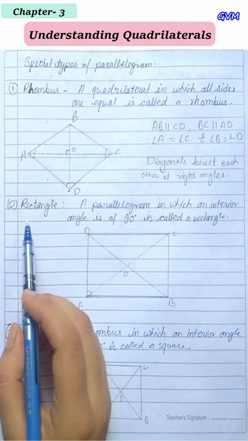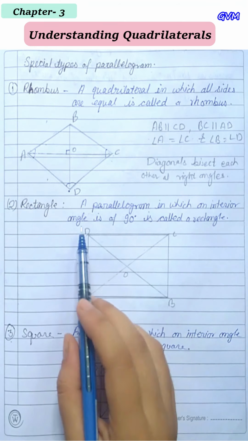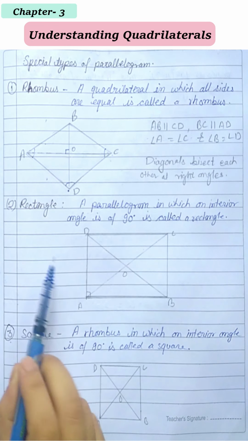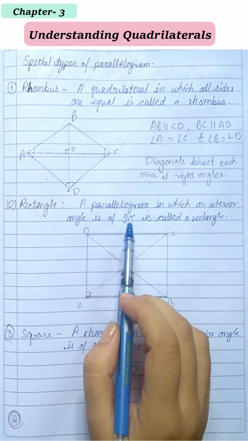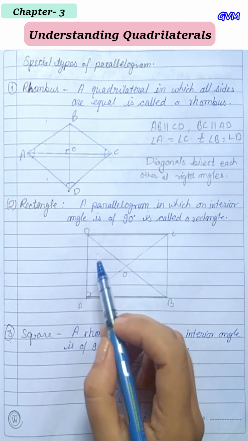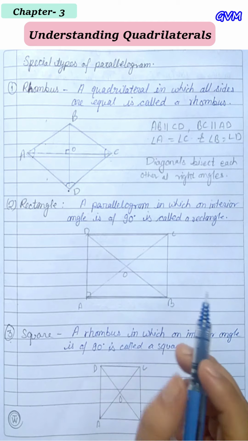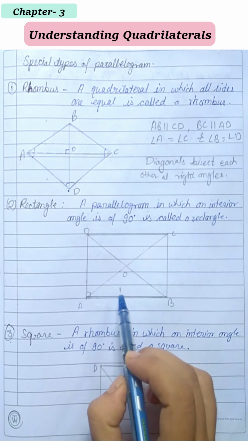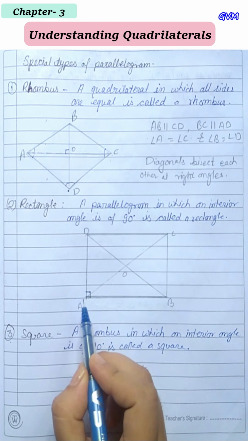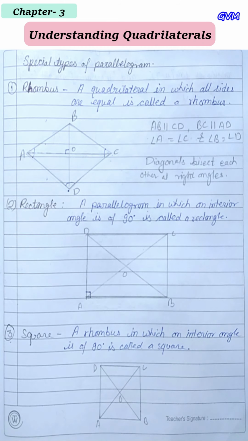The second type of parallelogram we have is a rectangle. A parallelogram in which an interior angle is 90 degrees is called a rectangle. So what is a rectangle? It is a parallelogram in which an interior angle is 90 degrees. Parallelogram means the opposite sides are equal and parallel to each other. Here, this is a rectangle with the angle of 90 degrees. This shows that this is an angle of 90 degrees. So every interior angle in a rectangle is 90 degrees.